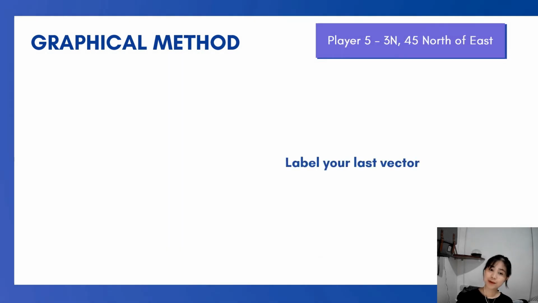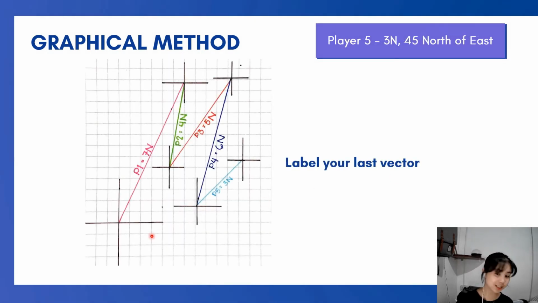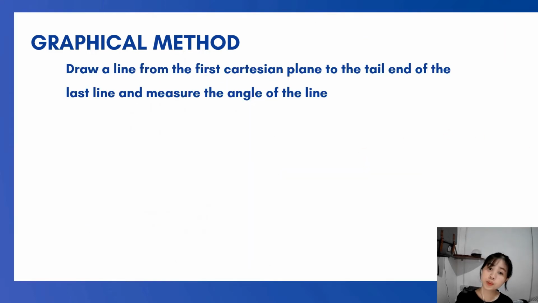And we finally have our last vector. And you just label it as well, just like what we did with all the other vectors. But we are not done yet, as we have to measure out the result vector from the very first Cartesian plane to the last one we made.